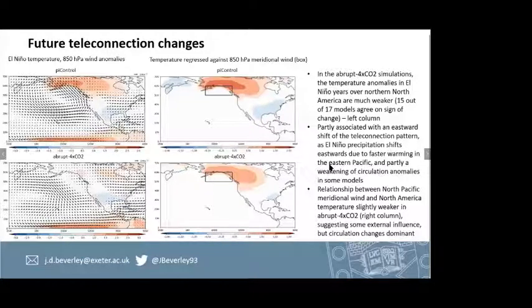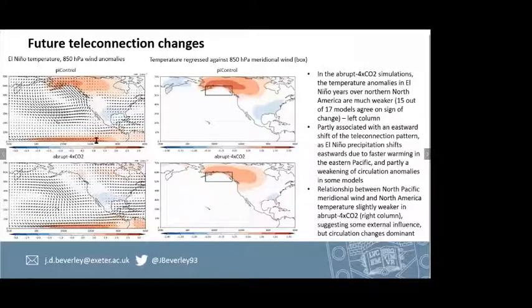So first of all, looking at this teleconnection in the control multi-model mean, which is what's shown in the top left panel here, we can see that this looks a lot like the equivalent from ERA5. So in El Nino years, we have an anomalous low pressure, positive temperature anomalies across much of northern North America.